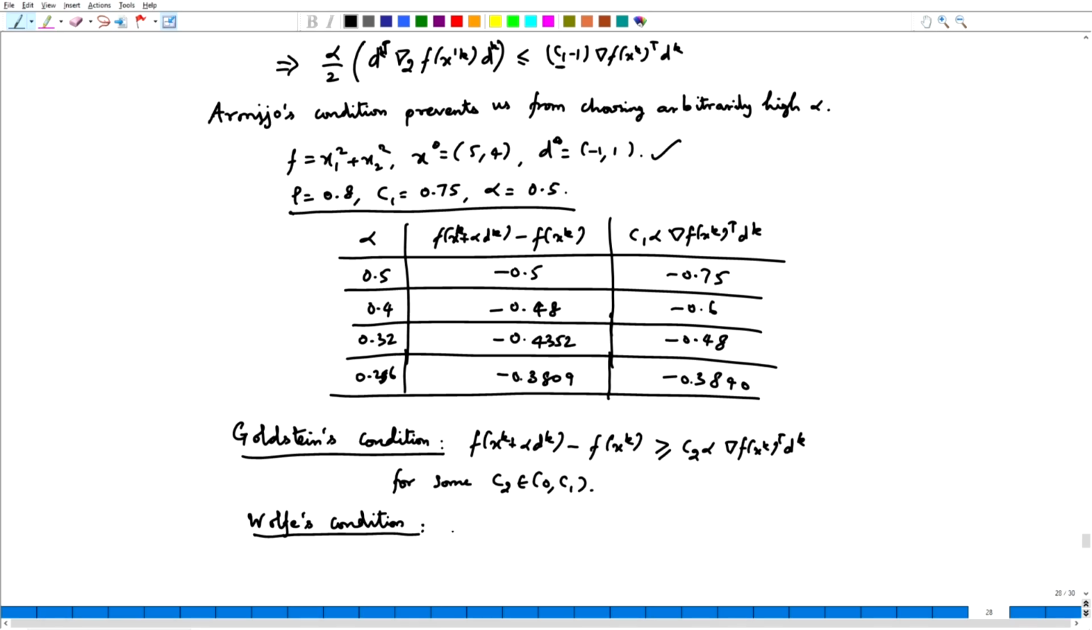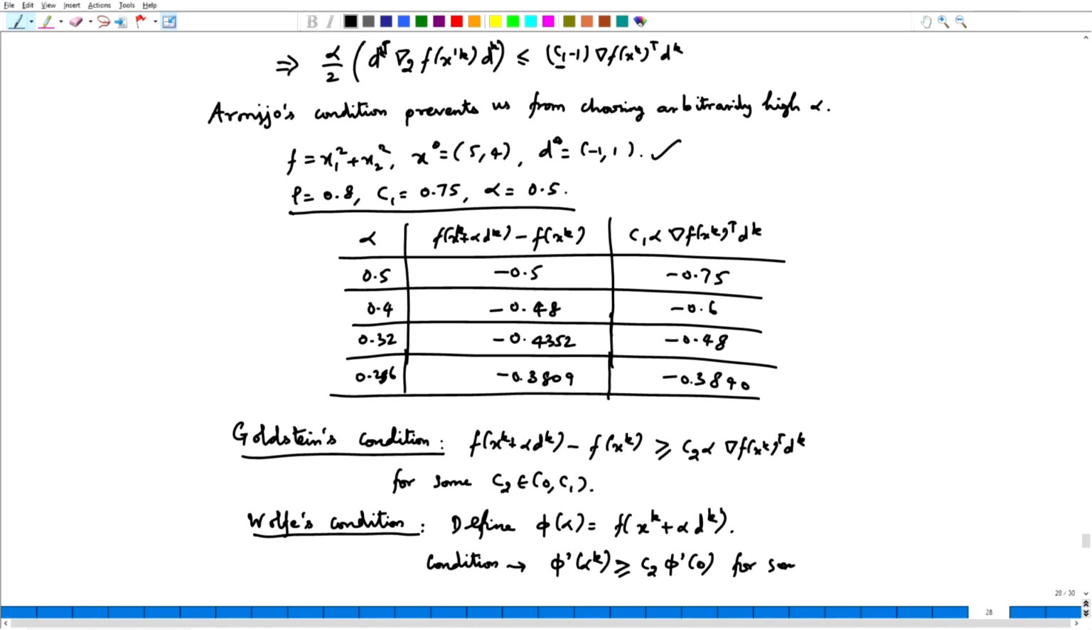Here, suppose you define phi of alpha equals f of x k plus alpha d k. The condition is phi dash of alpha k is greater than or equal to C 2 into phi dash of 0, for some C 2 in the open interval 0 comma C 1.